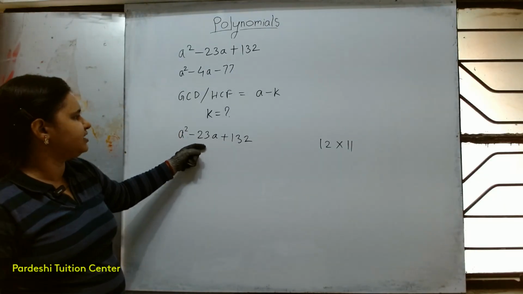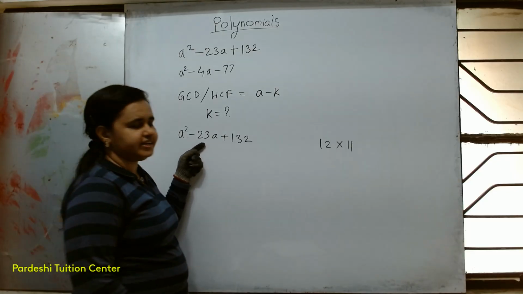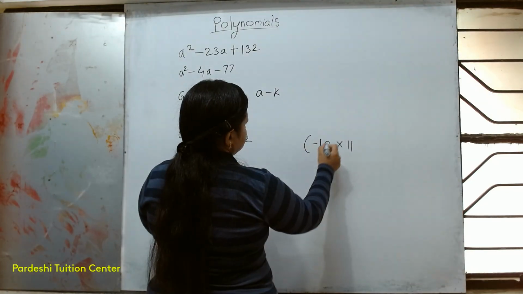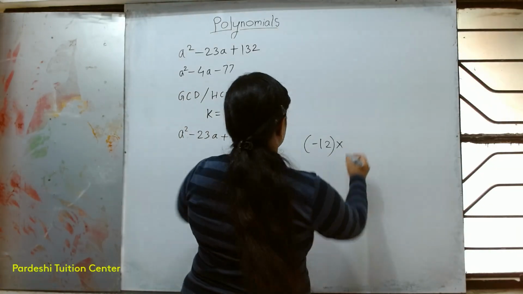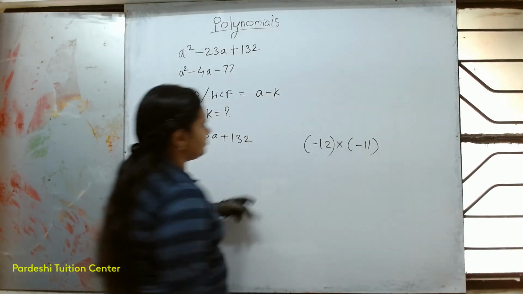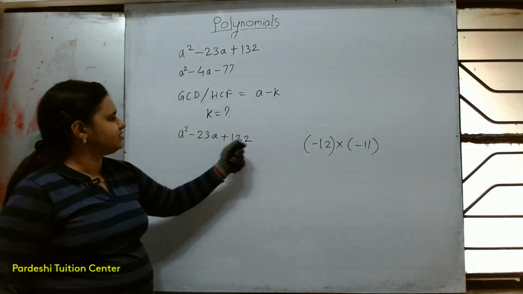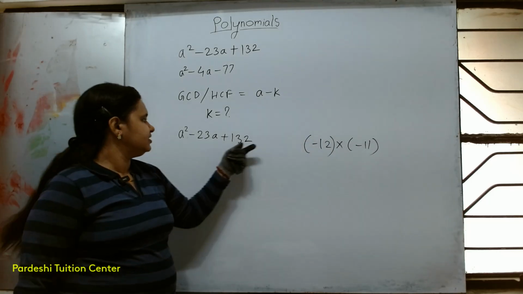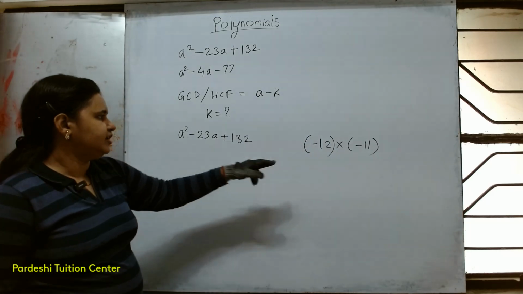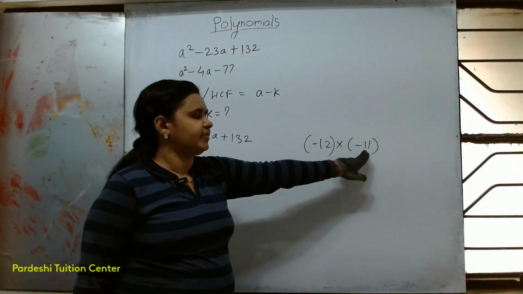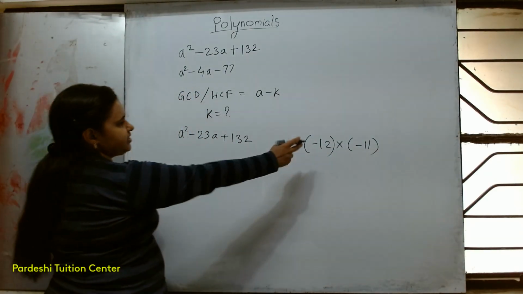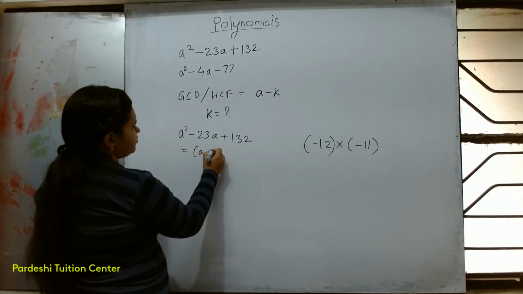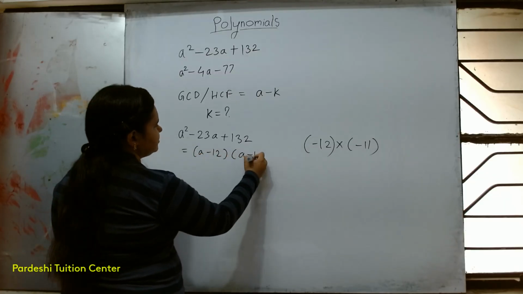Now here it is minus, so I have to take minus minus. So minus minus should be equal to plus. Minus 12 into minus 11 is plus 132, and if I sum it up, minus 12 minus 11 is minus 23. Okay, so the factors are a minus 12 and a minus 11.